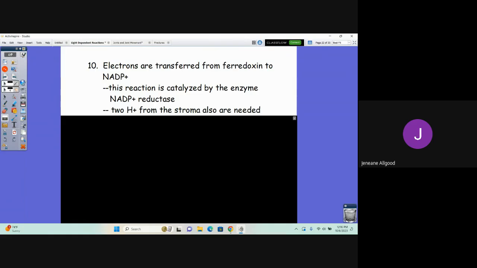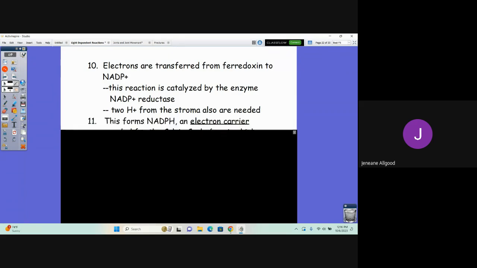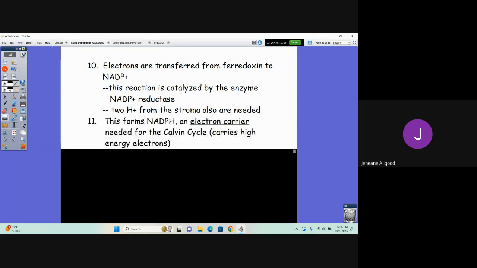So this reaction is catalyzed by the enzyme NADP plus reductase. 2 hydrogens from the stroma are needed. Those are the ones that came through ATP synthase. And this forms NADPH, which is an electron carrier. But NADPH doesn't just want to carry ordinary electrons, it wants to carry high energy electrons. And how we know they're high energy is because they didn't come all the way down from that excited state.